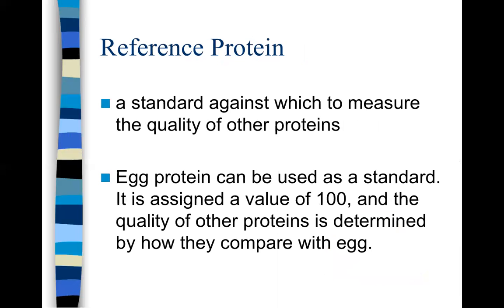Reference protein. So reference protein is a standard to which we measure the quality of all other proteins, and they're given a value or ranking. So egg is digestible as well as it contains amino acids that we need. So it's given a reference value of 100, and then we can rank other proteins compared to eggs. So we could rank wheat compared to eggs. We could rank soy compared to eggs. We could rank whey protein compared to eggs. We could rank quinoa compared to eggs, etc.